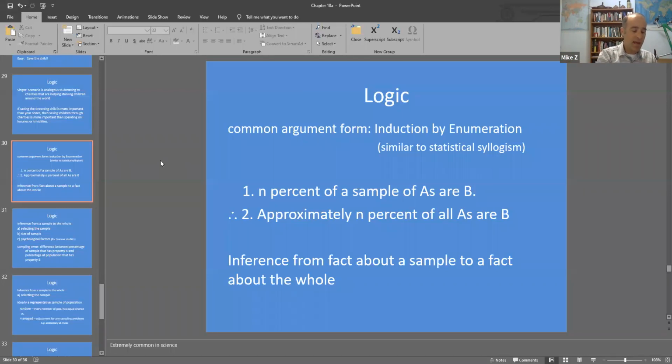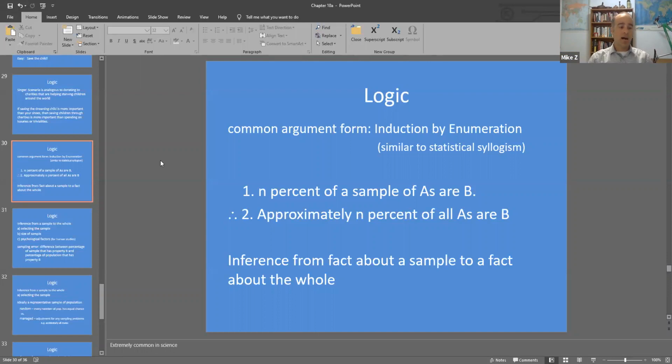And then assuming that the percentage of A's in our sample that have that property is reflective of the overall, like the whole group of A's, that a similar percentage of them have that property B. And so this is extremely common in science. In fact, almost all scientific research proceeds this way.